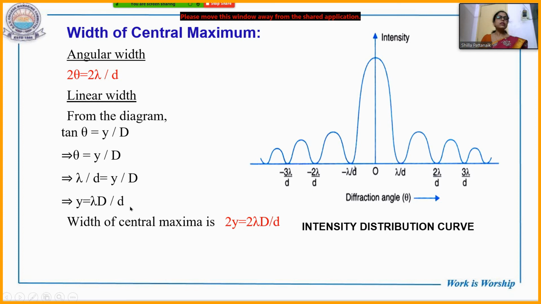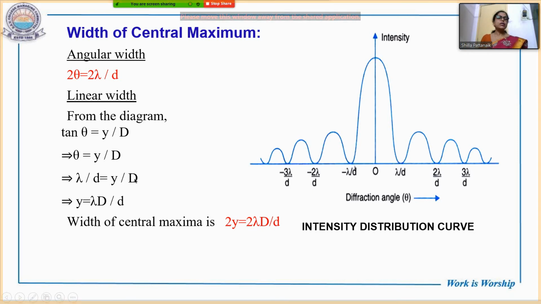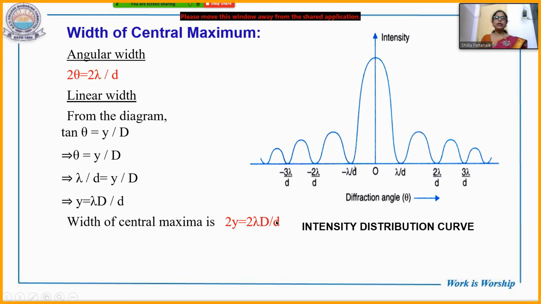What will be the linear width then? What do you have to do? We have already done this concept in interference. The formula we have used: theta is equal to L by R, the circle formula. So theta, which is lambda by d, is equal to y by D. Y means the linear width on the screen. The width is lambda capital D by small d, and the width of the central maxima is 2 lambda capital D by small d. Is this clear to all of you? Angular width and linear width.